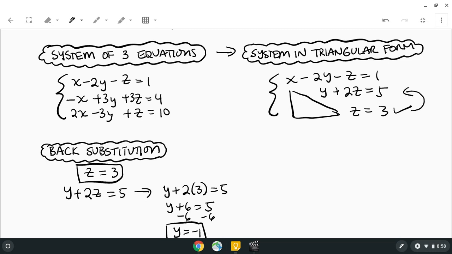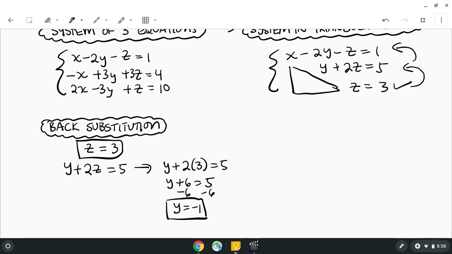If you replace the z with 3, then you can solve for y. So now you have a solution for z, now you have a solution for y, and then you can back substitute over here, because now you can substitute for y and z, and solve for x. So that's what we're going to do now. We're going to take that top equation, x minus 2y minus z equals 1.